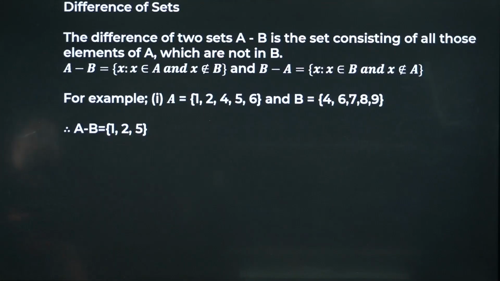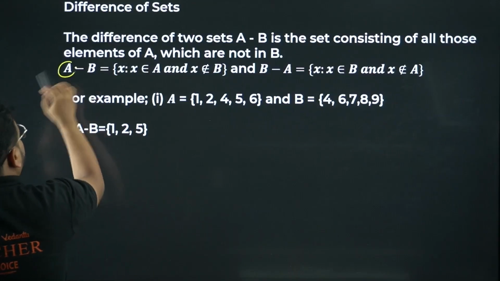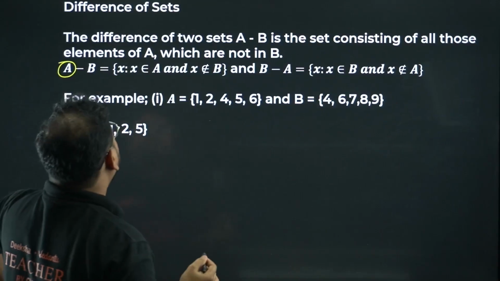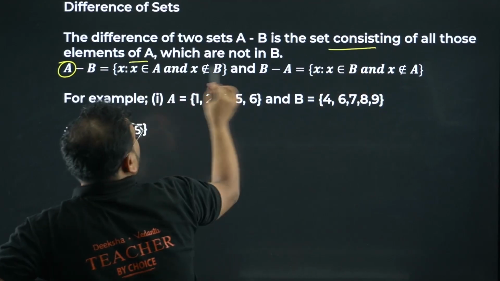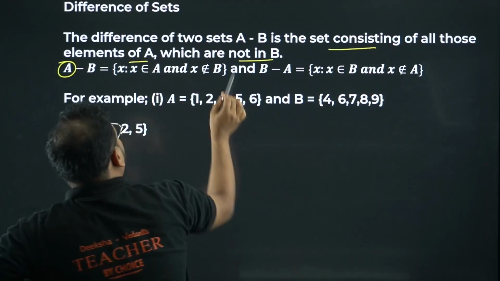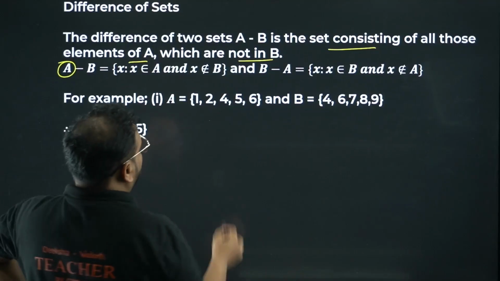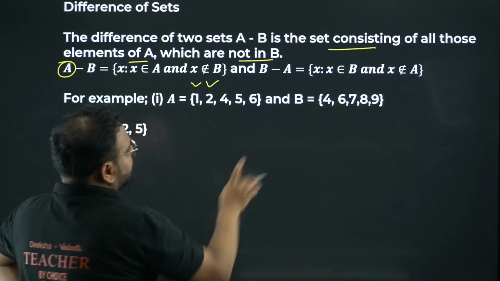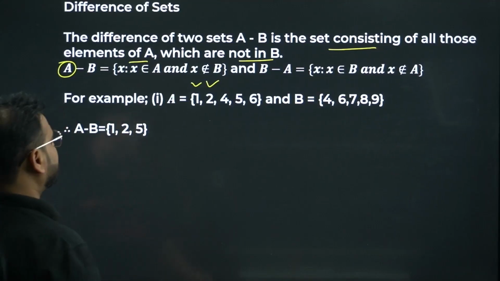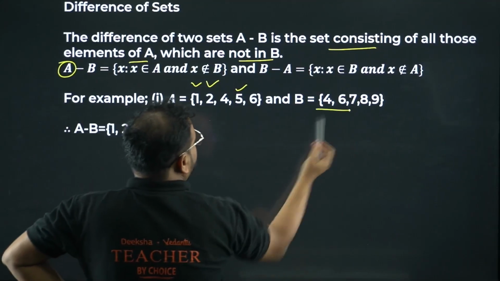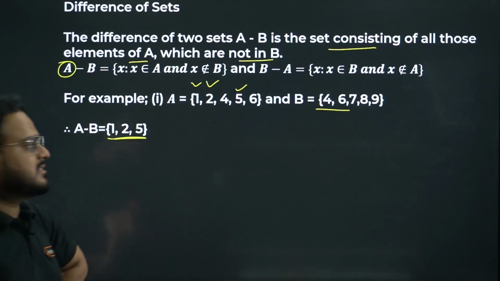Moving on, difference of sets. Whatever is in A but not in B, that's called difference. Please check. So it consists of what is in A but not in B. Here I have 1 and 2 in A but not in B, right? So the answer will be 1, 2 and 5 actually. Yes, 5 also is there, since it is not in B. So whatever is in A but not in B, the answer will be 1, 2, 5. That's how we define difference.